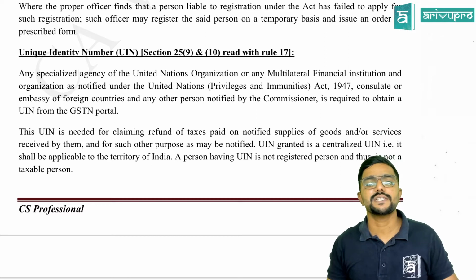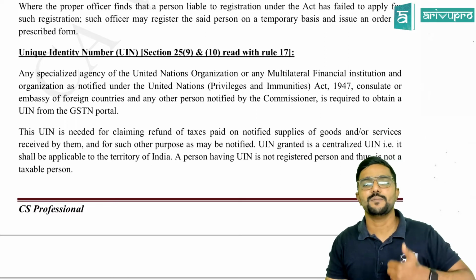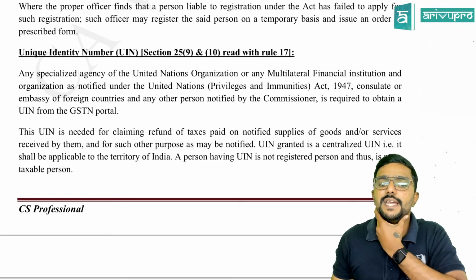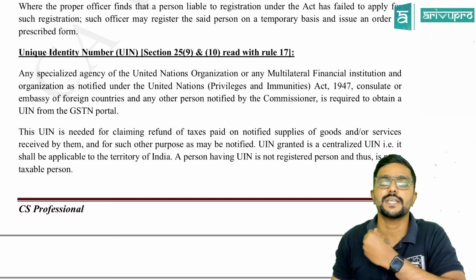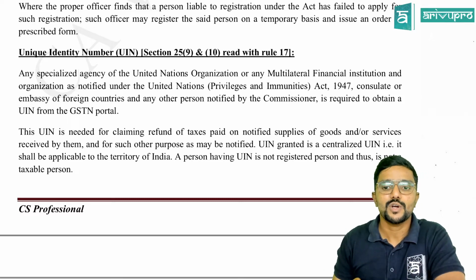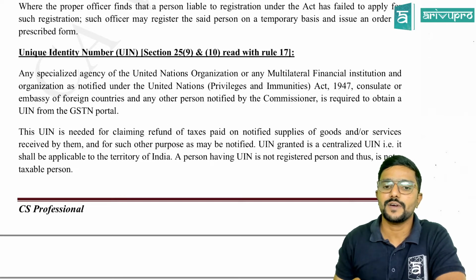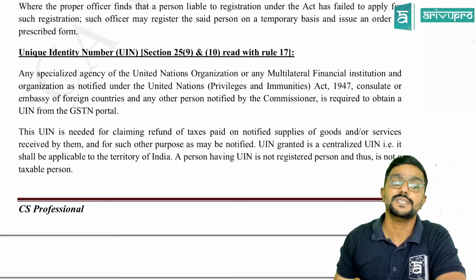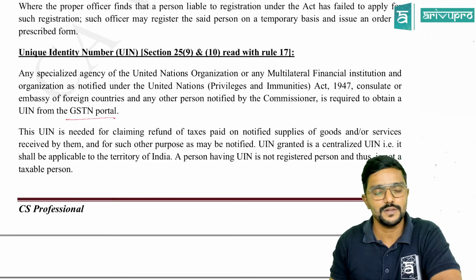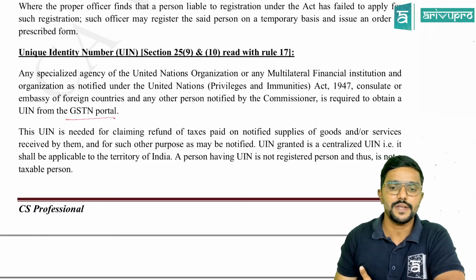Any specialized agency of UNO, like WTO, WHO, UNESCO, or any multilateral financial institution and organization as notified under the United Nations Privileges and Immunities Act 1947, consulate or embassy of foreign countries, and any other person notified by the commissioner is required to obtain a UIN from the GST portal. That is the GST network portal, so they can obtain UIN from there.